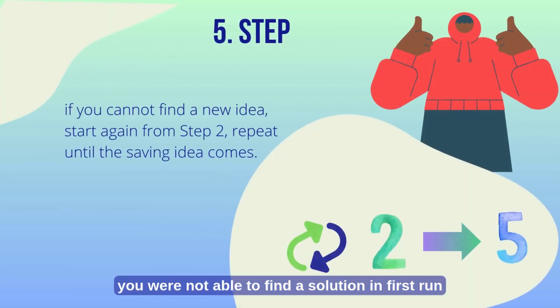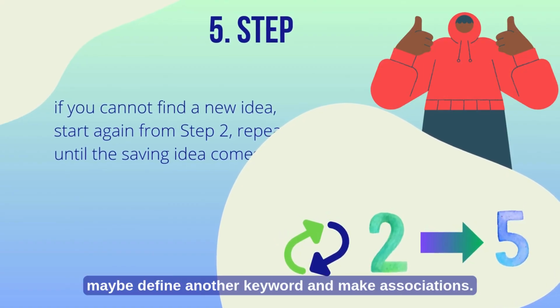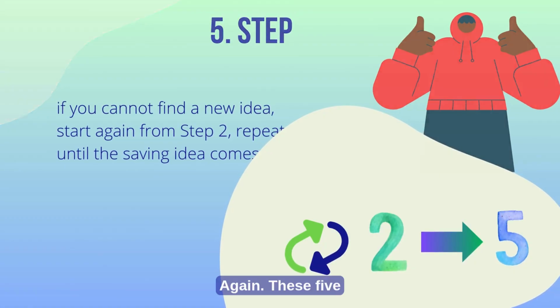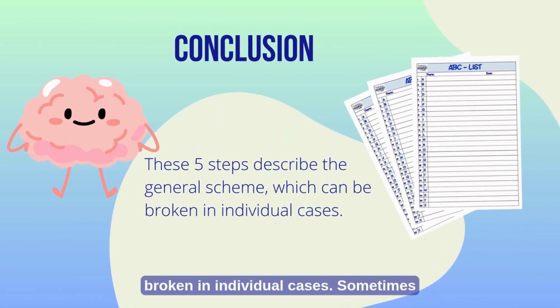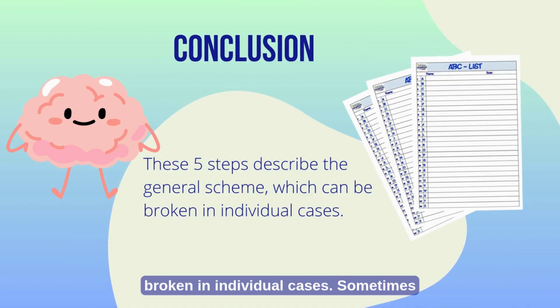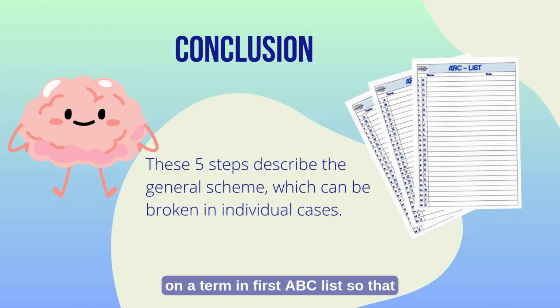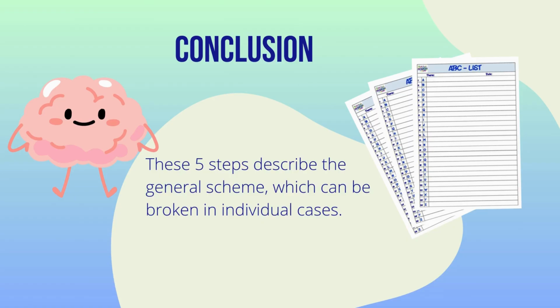If you were not able to find a solution in the first run, simply go back to step 2 and maybe define another keyword and make associations again. These 5 steps describe the general scheme, which can be broken in individual cases. Sometimes the saving idea comes as soon as the eye has fallen on a term in the first ABC list, so that steps 3 to 5 are no longer necessary. However, it also happens that you have to go through the cycle several times before the saving idea comes.